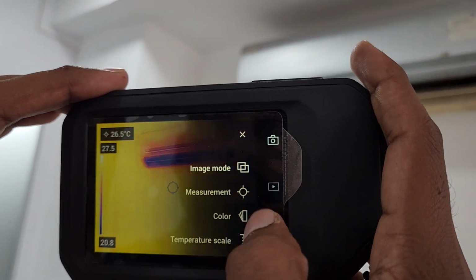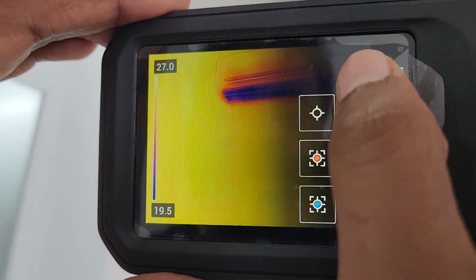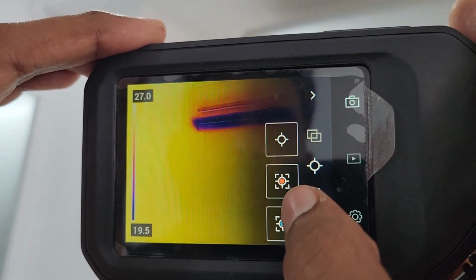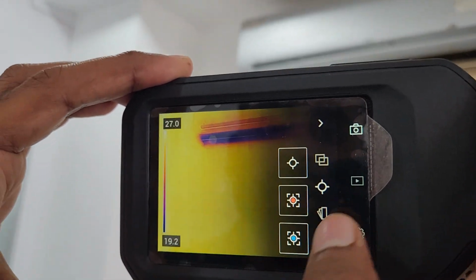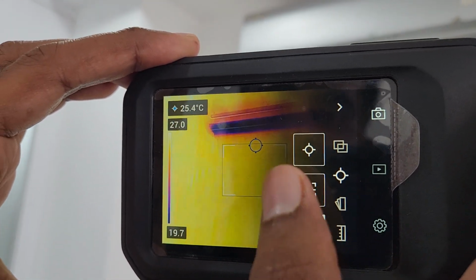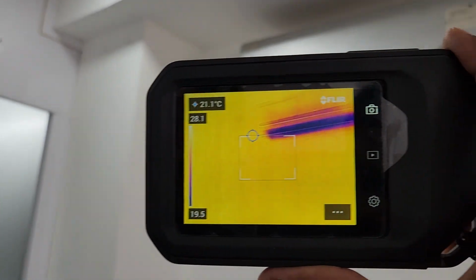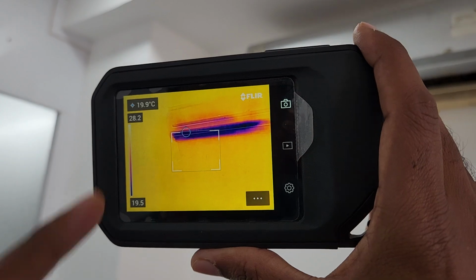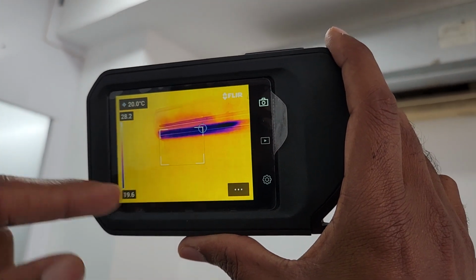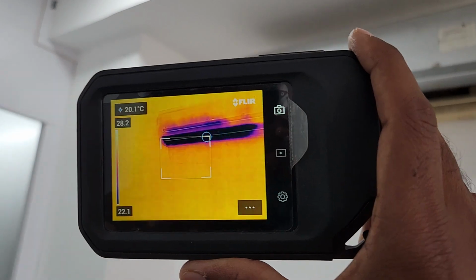There is one auto option available where you have to go and select. You have to deselect the center point, then select the auto hotspot and auto cold spot. For water leakage, you have to select the auto cold spot. Here I am selecting the cold spot. Means automatically, whichever cold spot is available in the frame, the cursor will go there. So here it is automatically selecting the colder point, and the cursor is going there.